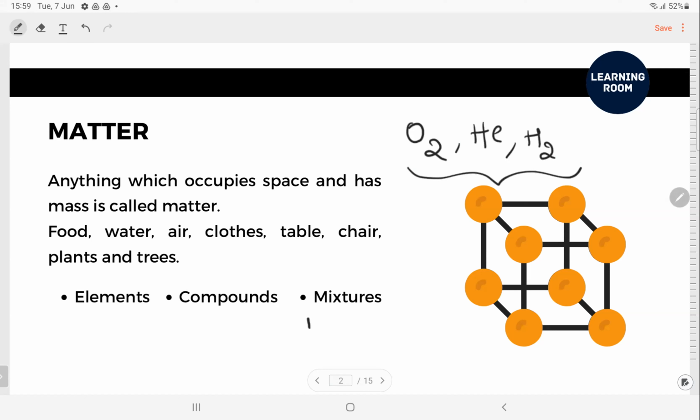So in O2, what happens? There are two oxygens. If two oxygens are present, it means both are the same type of element. Okay, atoms. That's fine. So this is an example of an element.